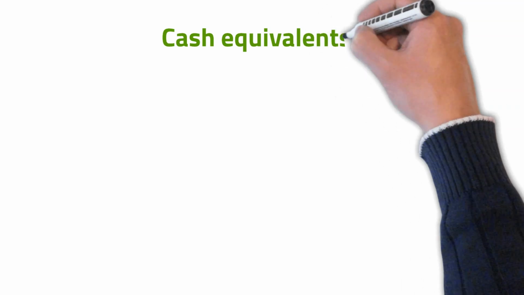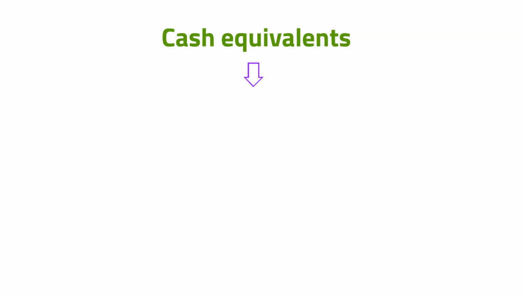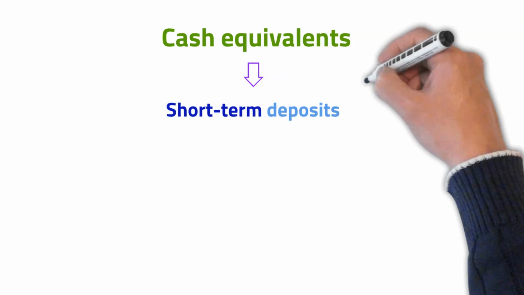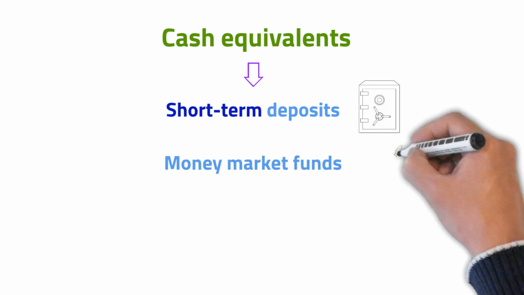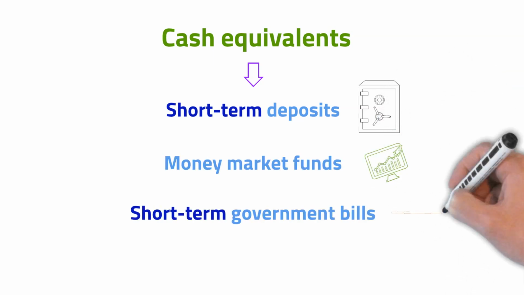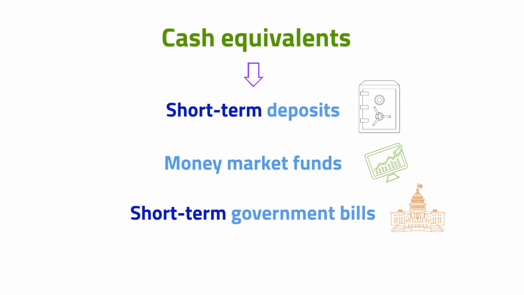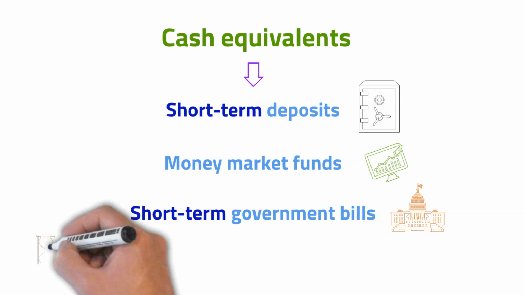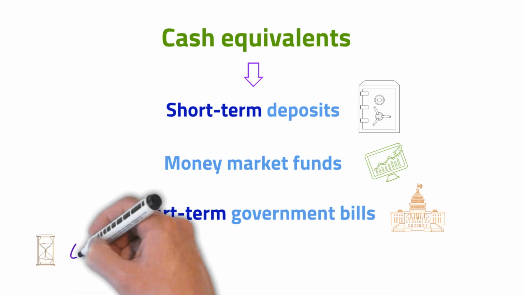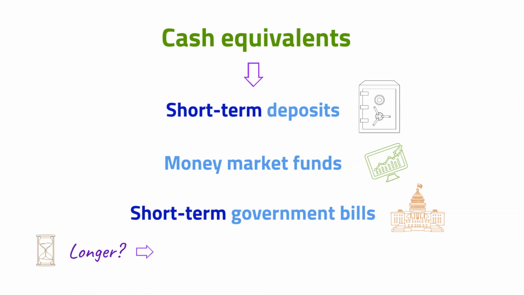Typical examples of cash equivalents would be short-term deposits, certain money market funds that behave like cash, and short-term government bills close to maturity. So, a 2-month deposit that you can break at any time with minimal penalty will usually be a cash equivalent. Anything longer or riskier starts to look like an investment, not a cash equivalent.